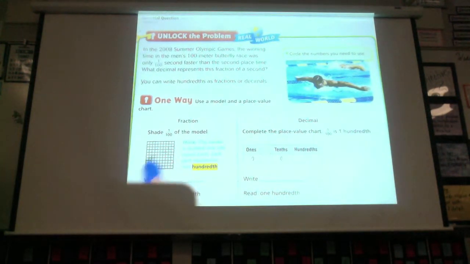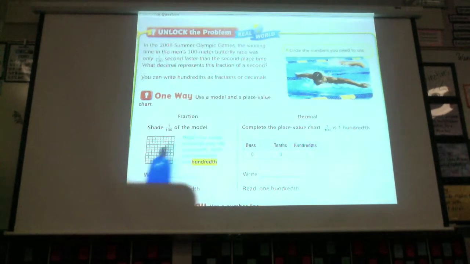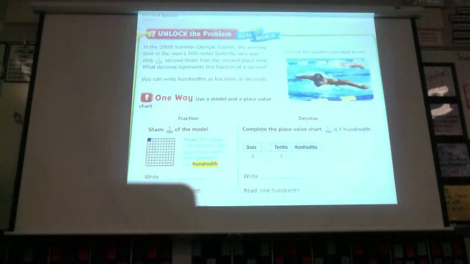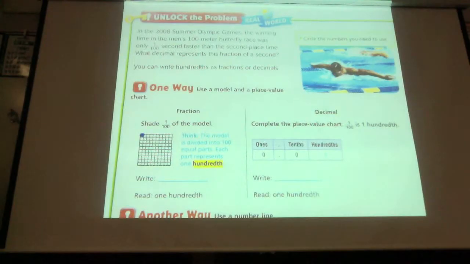If we have 100 squares, correct? And we shade 1, it would look like that. Go ahead and do yours. If we were to write this, they're divided into 100 equal parts.